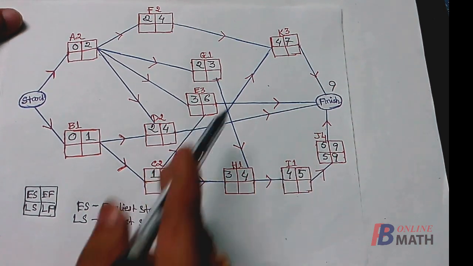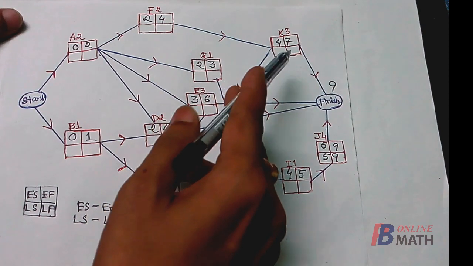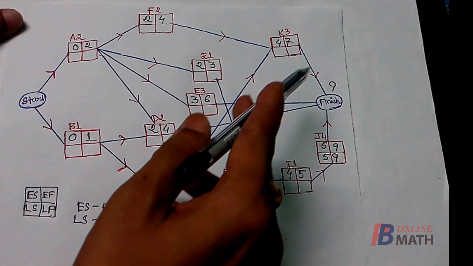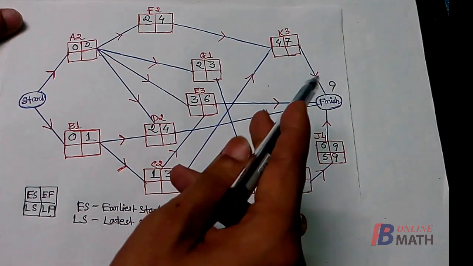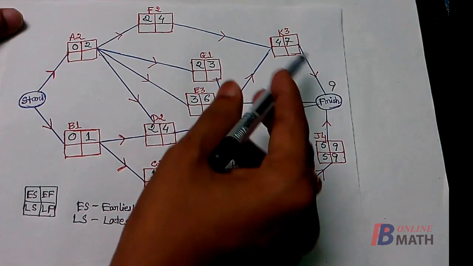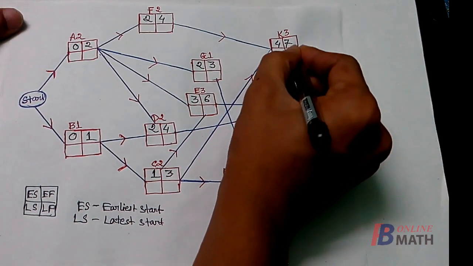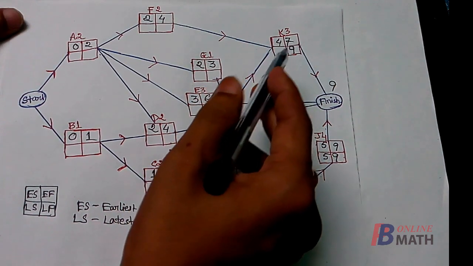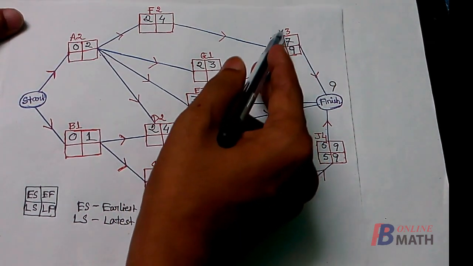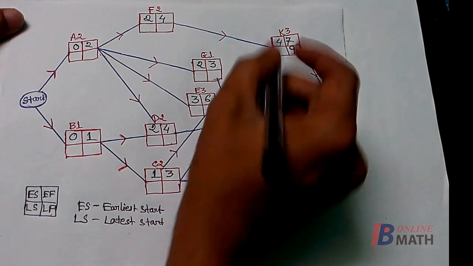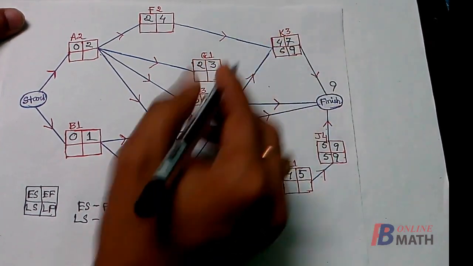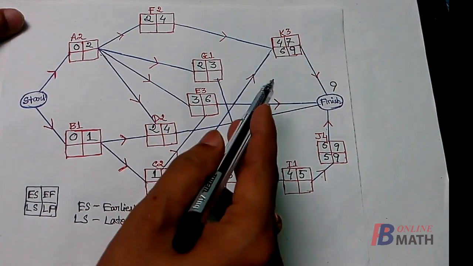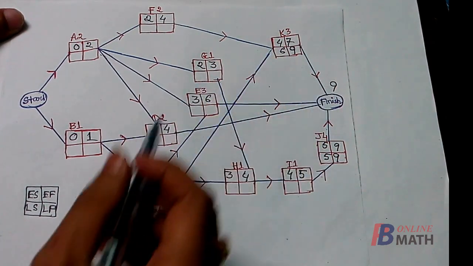Now consider the activity K. Now the earliest finish time of the activity K is 7 weeks, but the project needs 9 weeks. So the latest we can finish the activity K should be 9. Now K requires 3 weeks. So the latest we can start the activity K is 9 minus 3, that is 6 weeks. So 6 weeks is the latest time that we can start the activity K, so that the project can be completed within the stipulated time, that is 9 weeks.